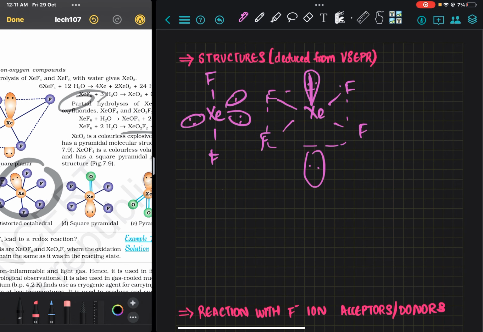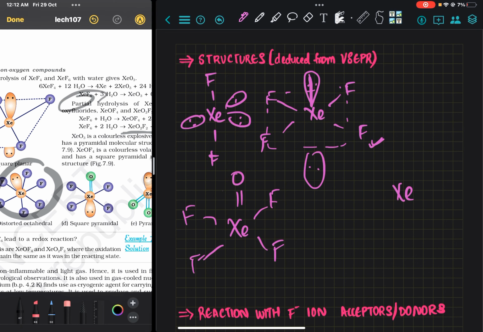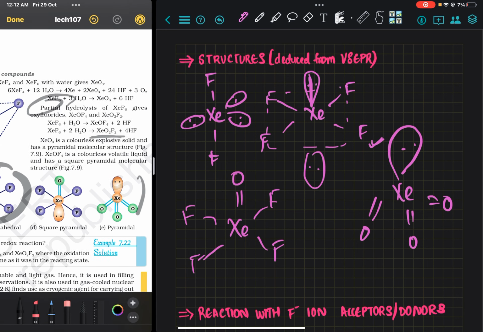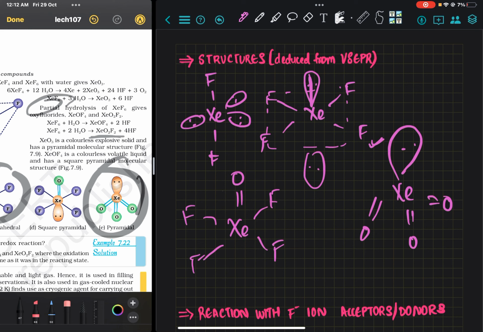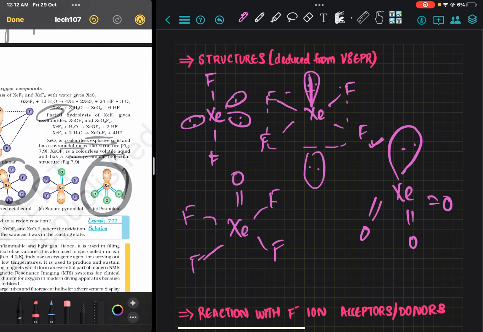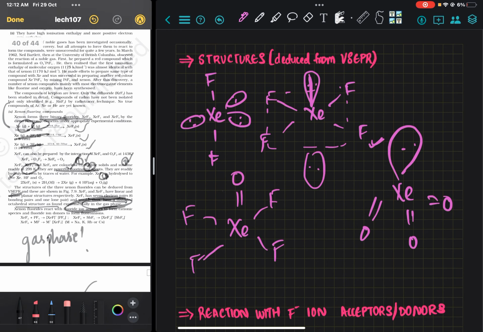Next structure is of XeOF4. Simply to this structure, instead of adding a lone pair on the top, you add an oxygen double bond. That'll give you XeOF4. And then lastly you have XeO3, just 3 double bonds and 1 lone pair, which is pyramidal. XeO3 is a colorless explosive solid and has a pyramidal molecular structure. XeOF4 is a colorless volatile liquid, has a square pyramidal molecular structure. Again, the more times you revise it, the more easily you remember it. So that's done for hydrolysis and structures and preparation.